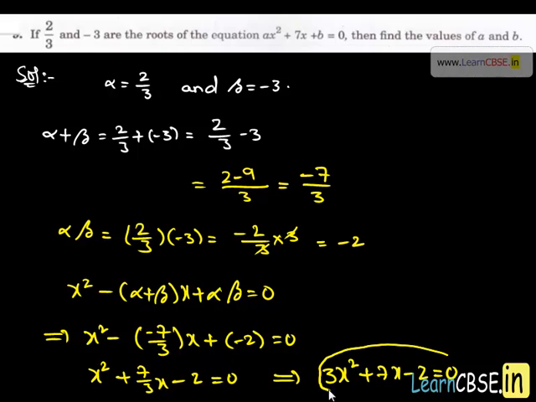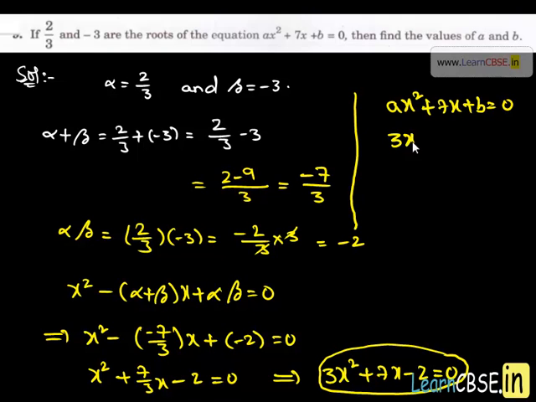Let us compare this equation with the given equation. Our given equation is ax² + 7x + b = 0. We obtained the equation 3x² + 7x - 2 = 0. On comparing the coefficient of x², we get the value of a is equal to 3, and on comparing the constants, we get the value of b is equal to -2. This completes our solution.